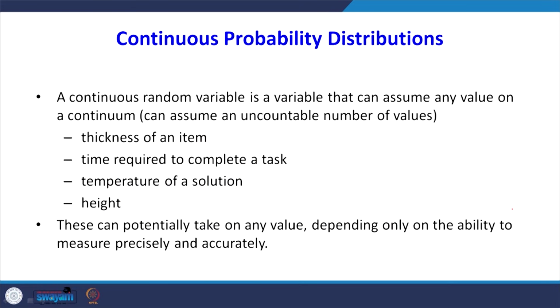Then we will go to the continuous probability distributions. A continuous random variable is a variable that can assume any value in the continuum, that is, can assume an uncountable number of values. Thickness of an item, time required to complete a task, temperature of a solution, height, these are examples of continuous random variable. These can potentially take any value depending only on the ability to measure precisely and accurately.